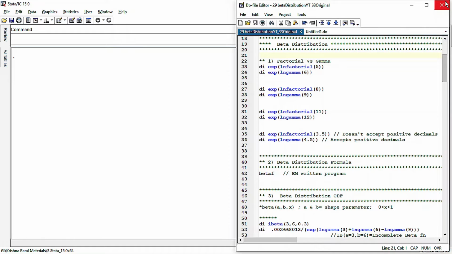In this video, we'll discuss the beta distribution. First of all, let us see some of the useful functions. Exponential and logarithm are inverse to each other. That is why we get the value of factorial in this case and the value of gamma in this case.